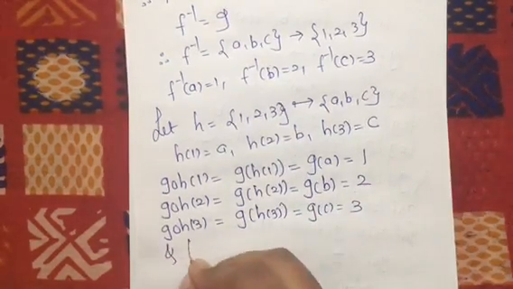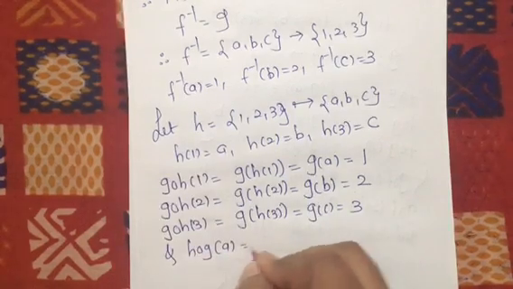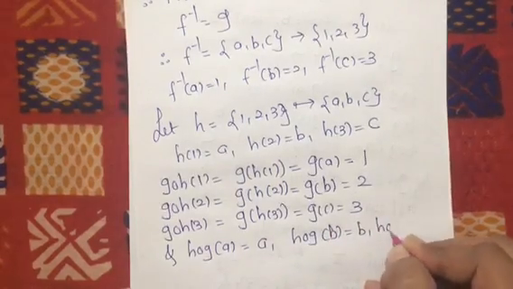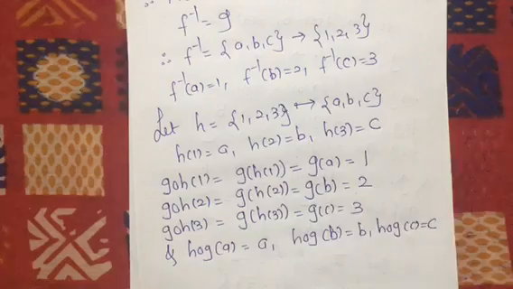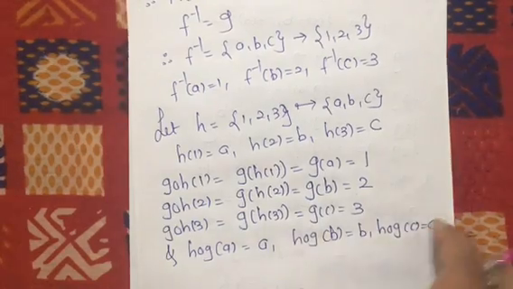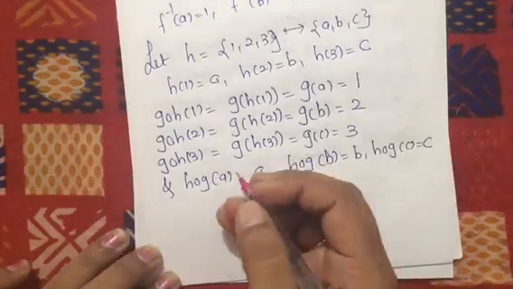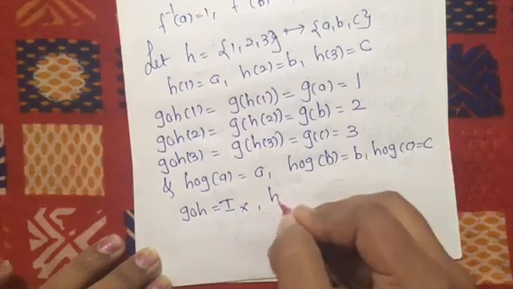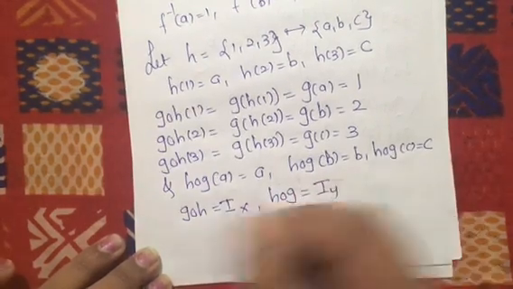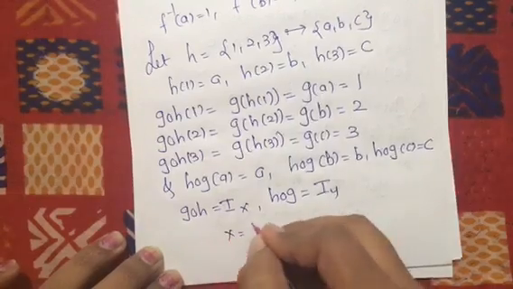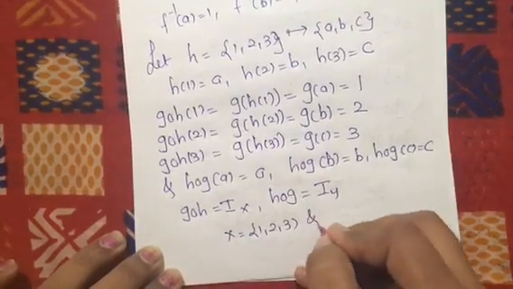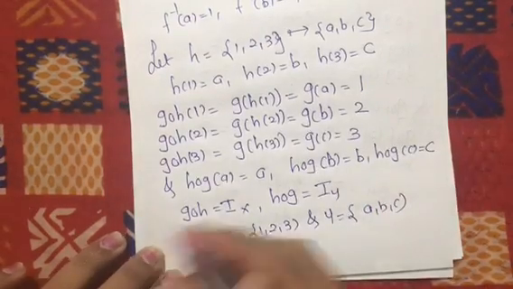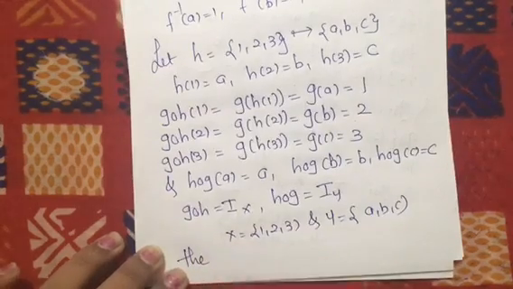And similarly we can find hog of a is equal to a, hog of b is equal to b and hog of c is equal to c. Okay, hence f inverse of inverse is h. goh is equal to I_X and hog is equal to I_Y, where X is {1, 2, 3} and Y is {a, b, c}. So the inverse of g also exists.